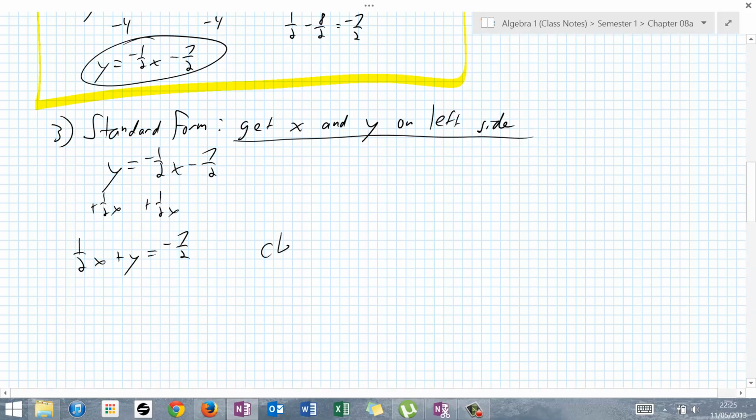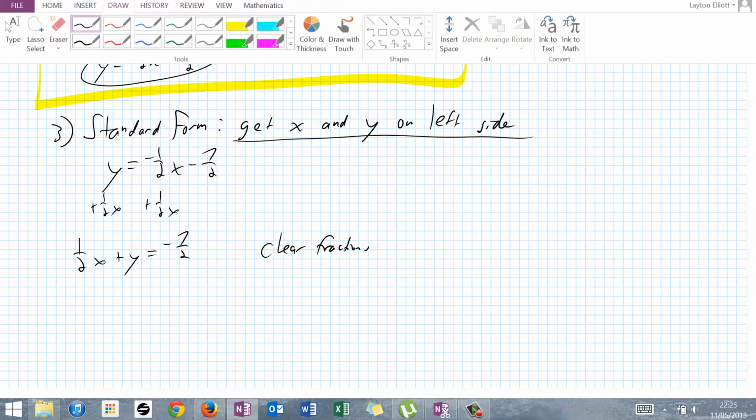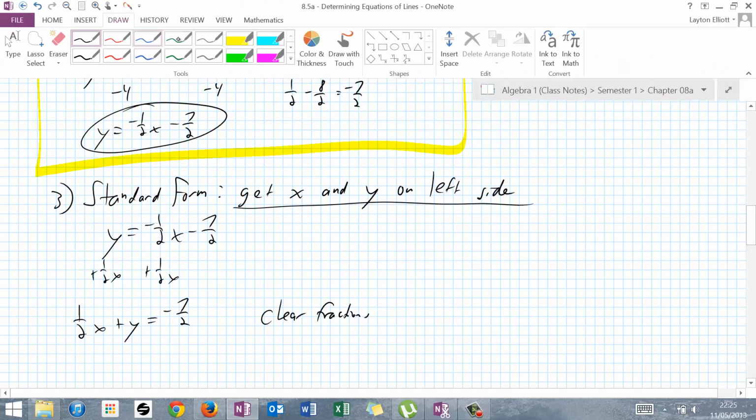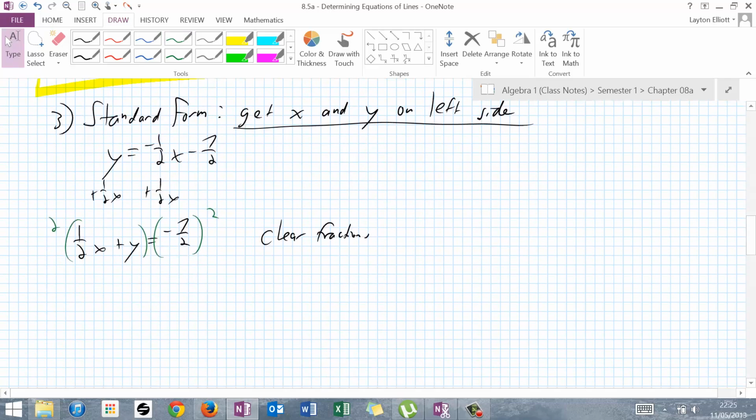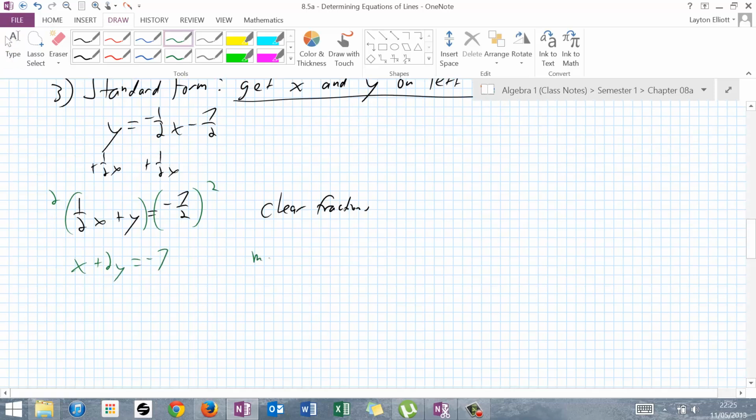Then I'm going to clear the fractions. And in order to clear the fractions, I'm going to multiply the left and the right side of this by a 2. So that gives me x plus 2y is equal to -7. Finally, I'm going to make sure the first term, which means the x term, is positive, which it is here. So I'm done. That is actually standard form.